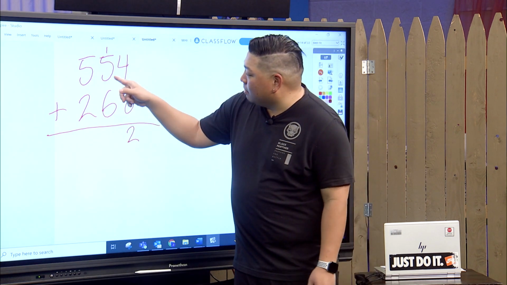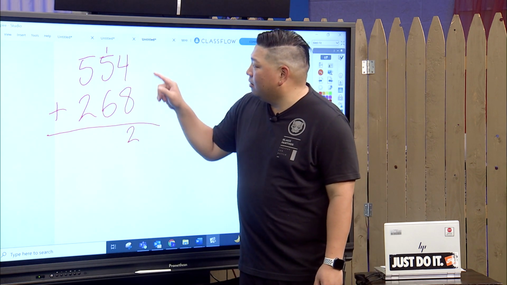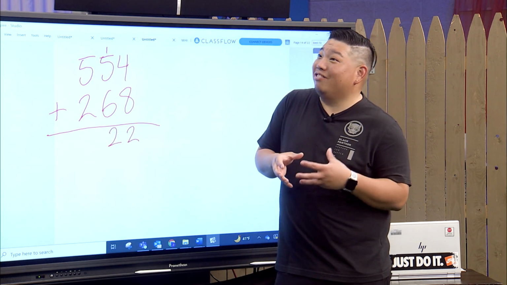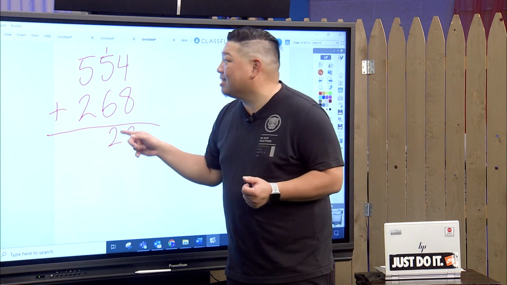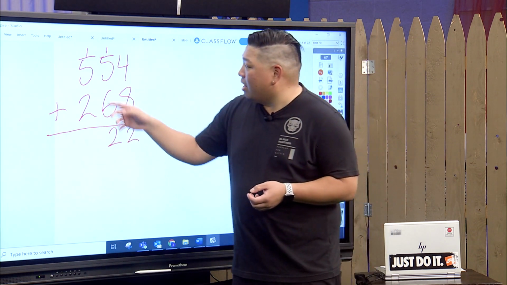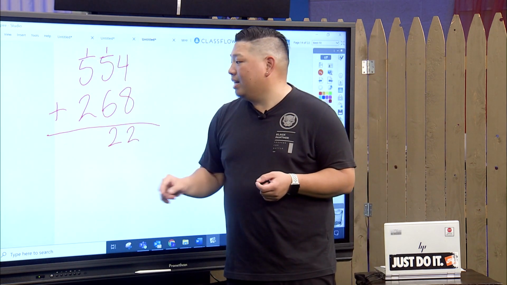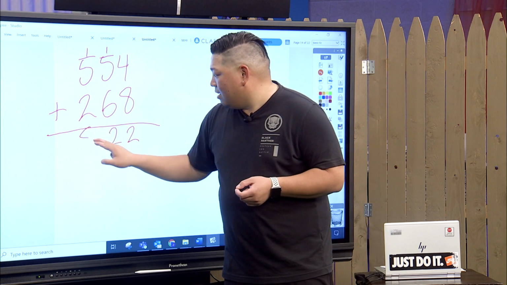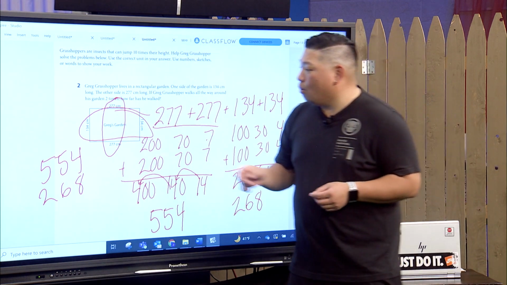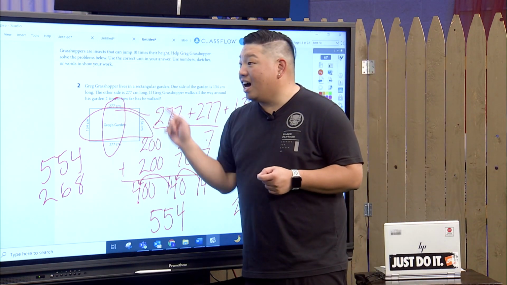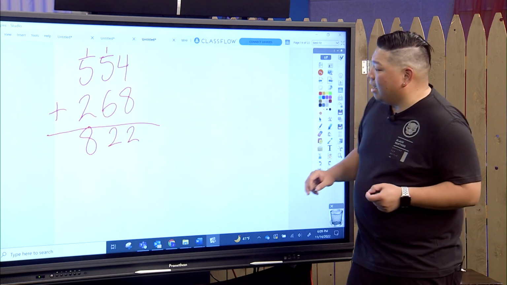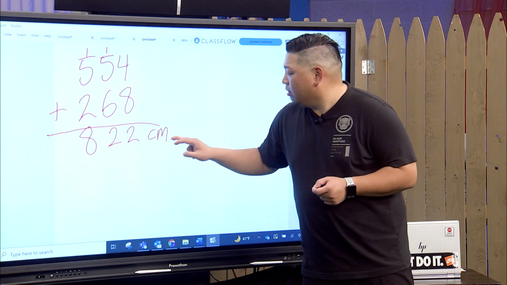Okay. So 6 tens plus 5 tens plus 1 ten. 11, 12. So same thing. Instead of writing 12 tens, I'm going to put my 2 in the tens place and my 1 in the hundreds place and add that with the hundreds. So now we have 1 plus 5 is 6 plus 2 is 8. So if Greg Grasshopper walked around his garden 1 time, that would be 822 centimeters. Are we done, Max?